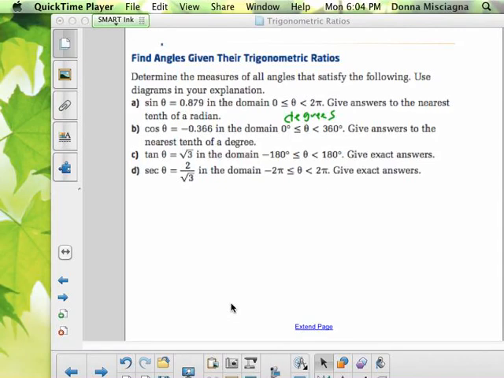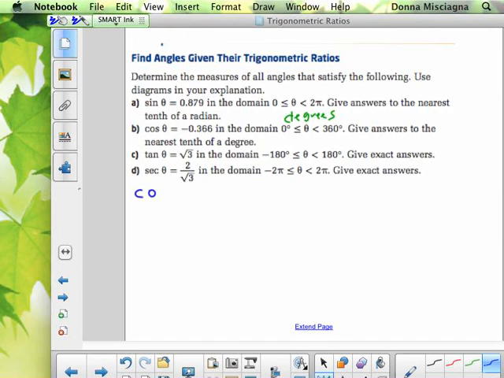All right, we're ready for the next one. And actually, you'll find this one's a little easier because it's in degrees. The numbers are usually a little easier to work with. All right, so we have cosine theta equals negative 0.366.